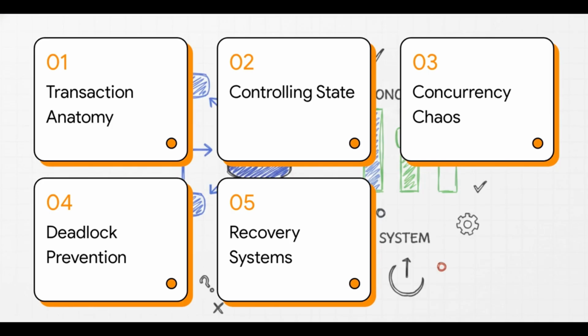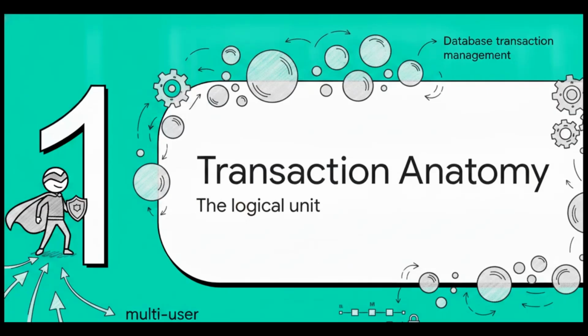Here's our roadmap for the day. We'll be hitting 1. The anatomy of a transaction. 2. Controlling the database state. 3. The chaos of concurrency. 4. Protocols and deadlock prevention. And 5. Database recovery systems. Let's jump right in. Section 1.